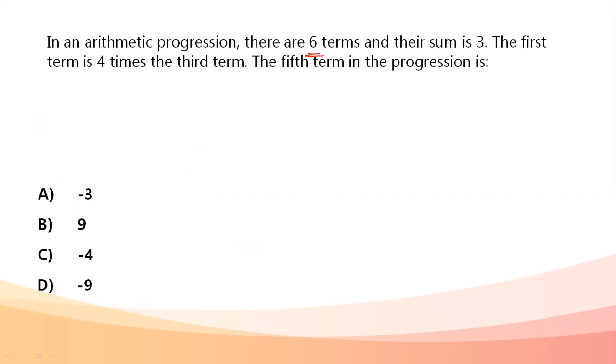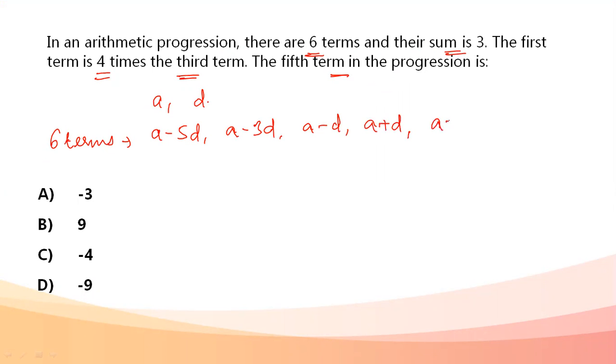In an arithmetic progression, there are six terms and their sum is 3. The first term is 4 times the third term. We have to find the fifth term in the progression. I know the general format of an AP. The first term is a, and the common difference is d. For six terms, I will take them as a minus 5d, a minus 3d, a minus d, a plus d, a plus 3d, and a plus 5d. These are the six terms that would be considered.